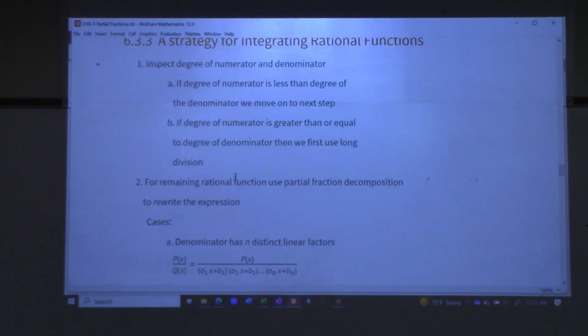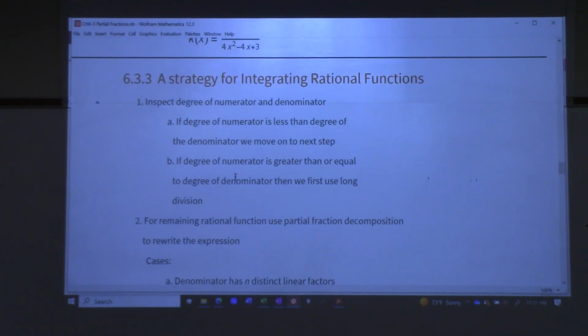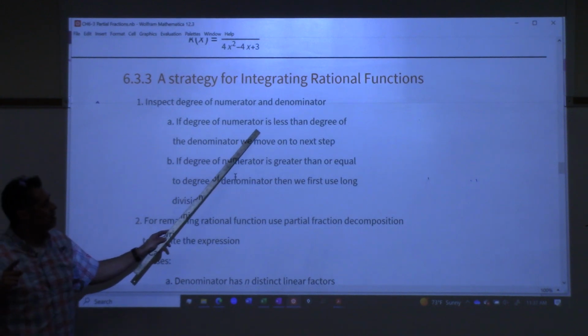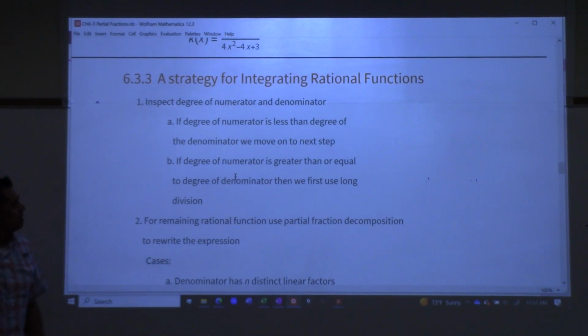Okay, so let me get to the actual method. Here's the strategy. We need an actual method to do this. How do you get from one place to the other here? The first thing we're going to do is, when we're looking at our problem, there's an integral we're looking at. We're going to inspect the degree of the numerator and denominator. We're going to look at the degrees. If the degree of the numerator, that's the one on top, is smaller than the degree on the bottom, then we're going to proceed to the next step.